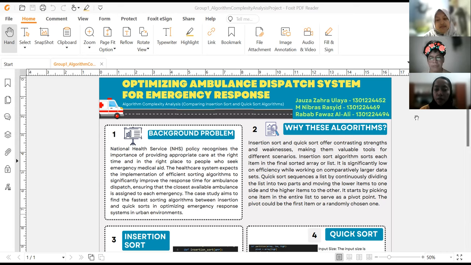Get ready for a journey into the heart of algorithmic optimization, where every millisecond counts in the race to save lives. Welcome to a project that not only scrutinizes code, but also strives to make a meaningful difference in critical situations.